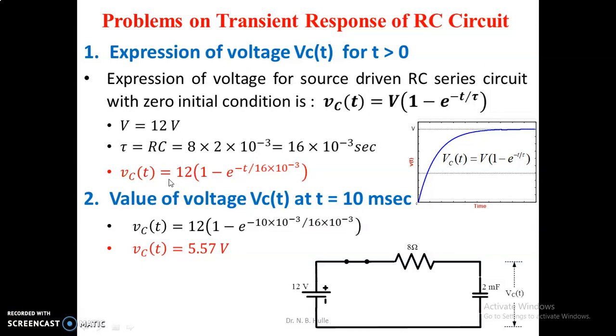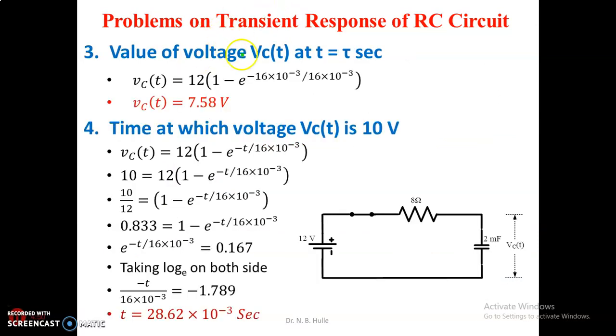Third point in this particular case is the value of the voltage Vc of t at t is equal to tau. Here, the basic expression is Vc of t is equal to 12 into 1 minus e raised to the power of minus t by tau, and we will substitute the value of t as tau, which is 16 into 10 to the power of minus 3. If we find the value of this expression, we will get 7.58 volt.